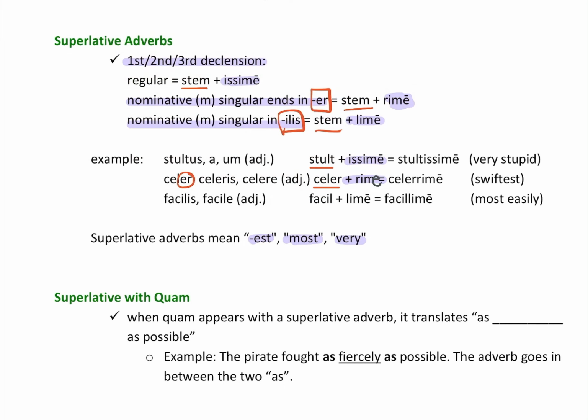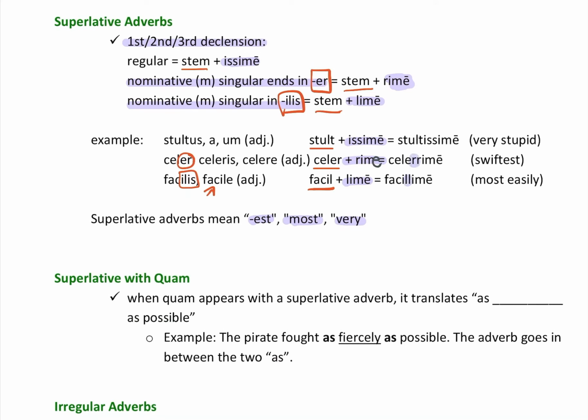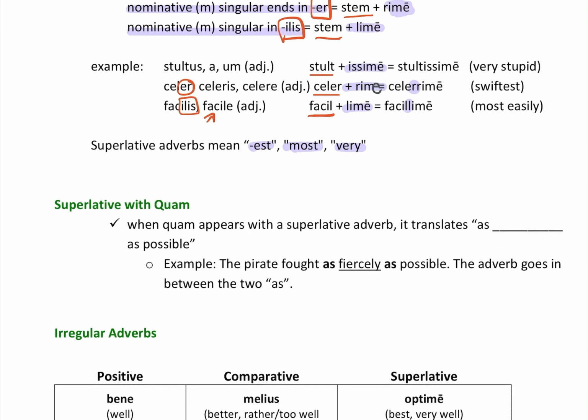And the last one, facilis, facile. So this one is interesting because remember the masculine nominative ends in ilis. So we take that stem, which we get from here, facil, and we're going to add limE. So you can notice that there's going to be a set of double r's here and a set of double l's. So just make sure you know that. So facillime, most easily. All right. And again, superlative adverbs mean est, most, or very, your choice.